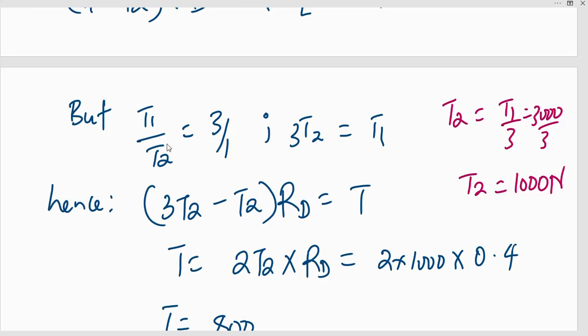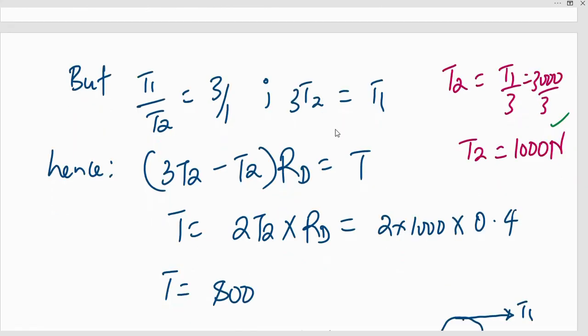We are provided that the ratio of the tight side to the slack side is 3 to 1. So I'll have T1 divided by T2 equal to 3 out of 1, and 3T2 is equal to T1. We are provided that T1 is 3000 newtons, and therefore I'm able to get T2 as 3000 divided by 3, and this will give me 1000 newton force.